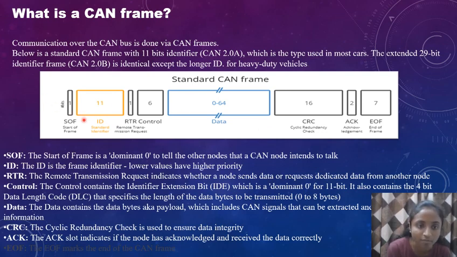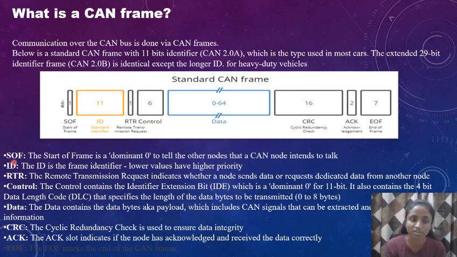Here first we have start of frame. Here we have ID, that is standard identifier. Here we have RTR control, that is remote transmission request. Here we have the data. Here we have CRC, that is cyclic redundancy check. Here we have ACK, that is acknowledgement. At the last we have EOF, that is end of frame. So now let's see what each block does.